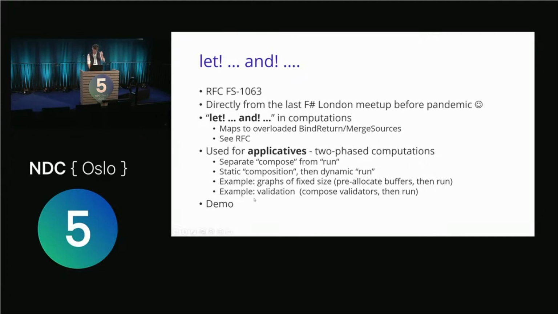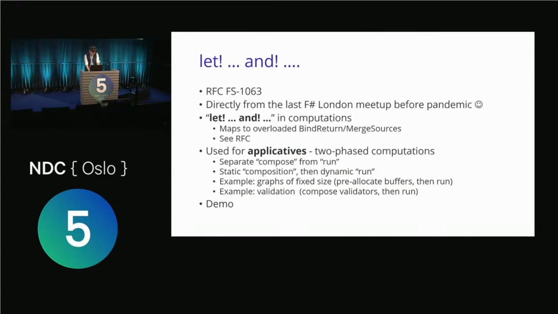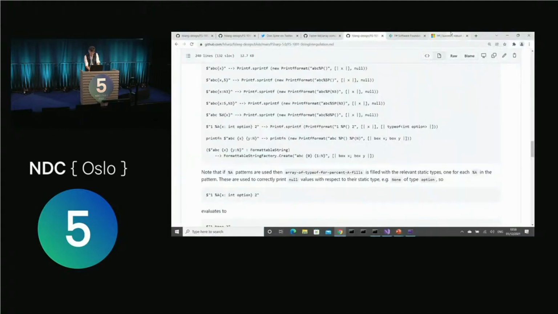For example, in the static phase, you might make a graph, and then before you run, you might pre-allocate a whole lot of buffers for that graph, and then you actually run your code. And there are lots of great examples of using this, say for validation or graphs of fixed size. I will show some examples.